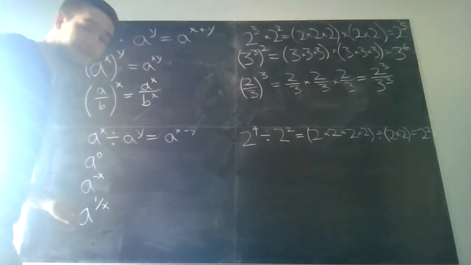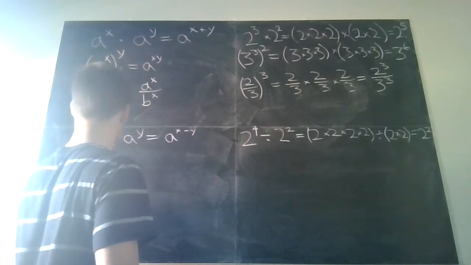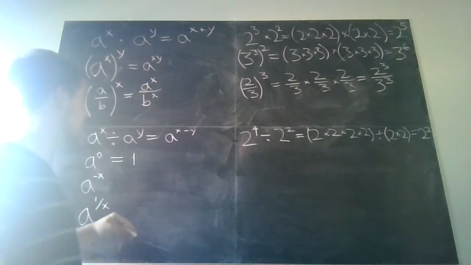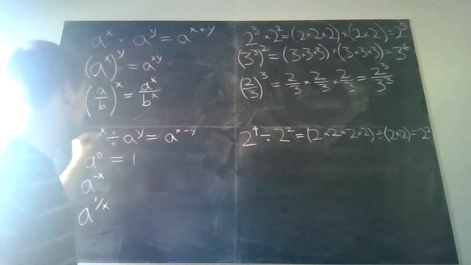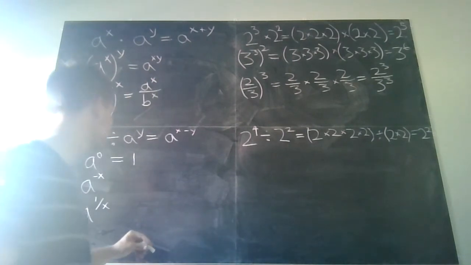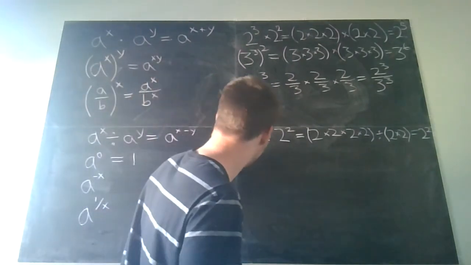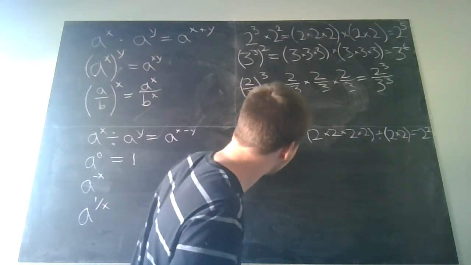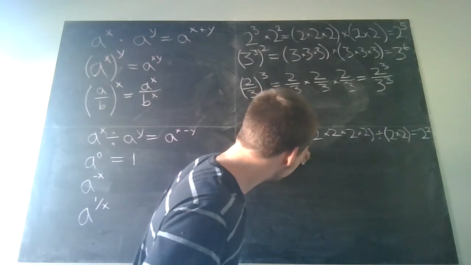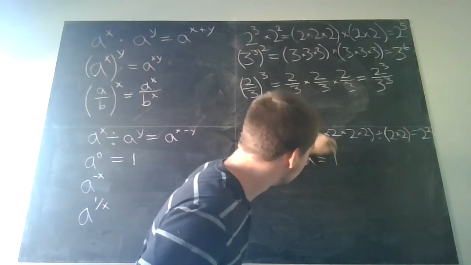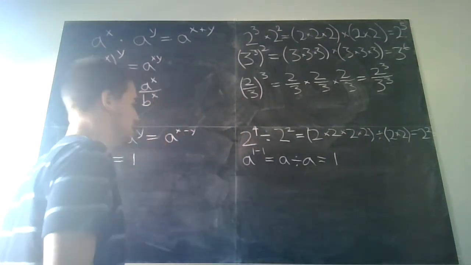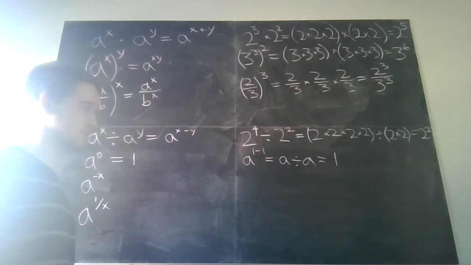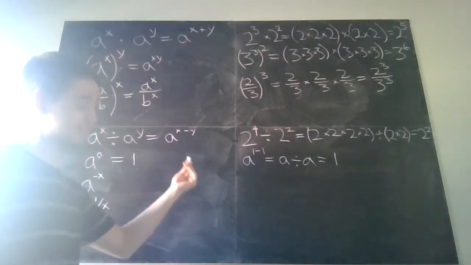Finally, a^0 equals 1. Now to show this one is true, we're going to have to bring a couple other rules into play. Namely, the a^x divided by a^y rule. So let's say a^(1-1) equals a divided by a equals 1. And this works for any a. And for some reason, this also works in the case of 0^0 is 1, even though 0 divided by 0 doesn't really give you a clean answer.